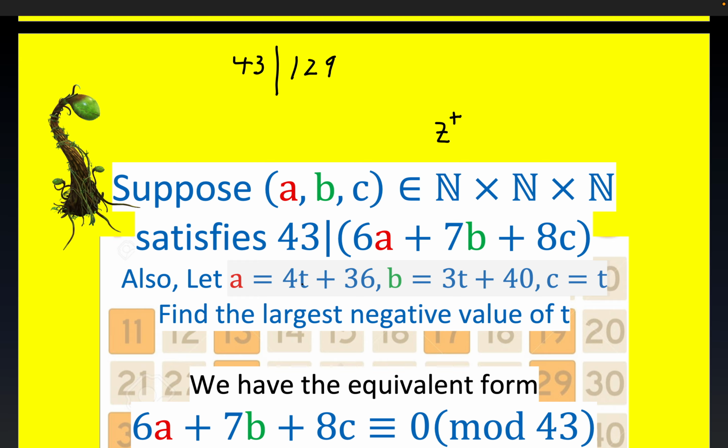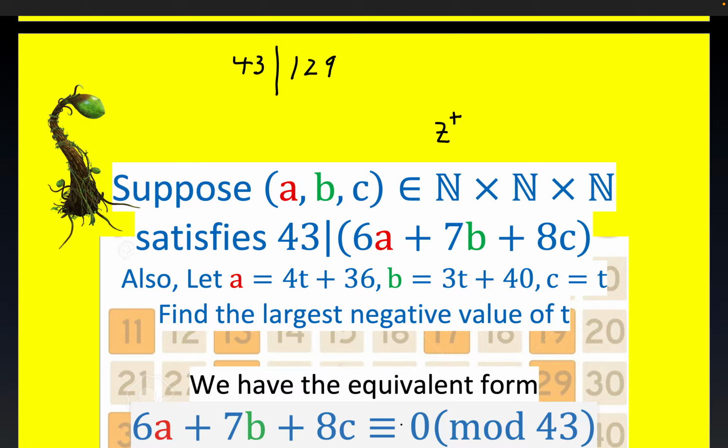We've let a equal 4 times another variable, t, which we'll call a parameter. And then b is equal to 3t plus 40. Then finally, c is just equal to t. And we're supposed to look for the largest negative value of t. Now, this might be slightly confusing, but one thing to note is that this statement here is absolutely equivalent to this statement right down here.